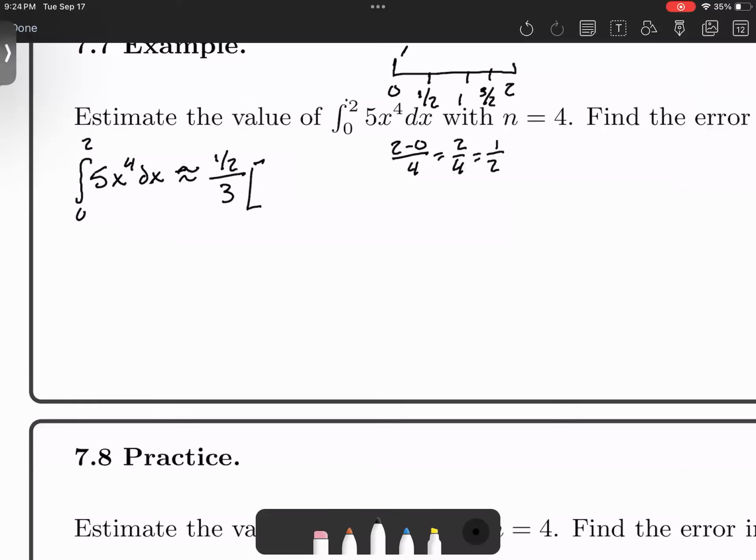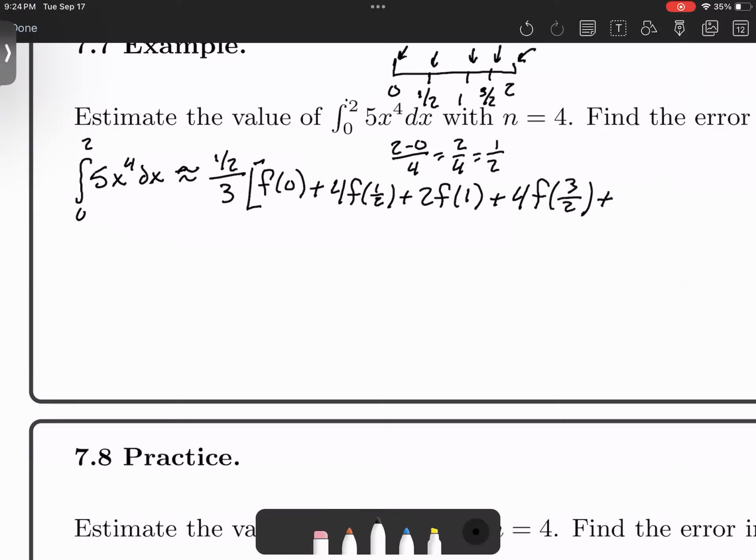And the left boundary point will be counted once. And then the interior boundary points will be counted alternating 4s and 2s. So we have 4 f of 1/2, 2 f of 1, 4 f of 3/2. And when we get to the right endpoint of the domain of integration, we count it only once. So it's kind of like trapezoid rule, where the endpoints only get counted once, but what's different is you alternate between 4s and 2s for the interior heights.